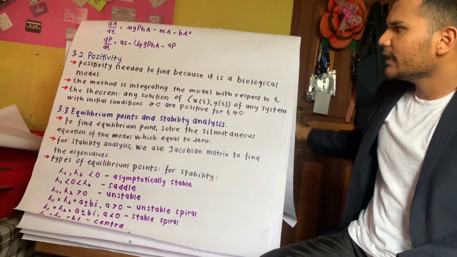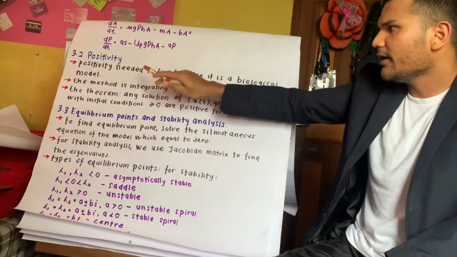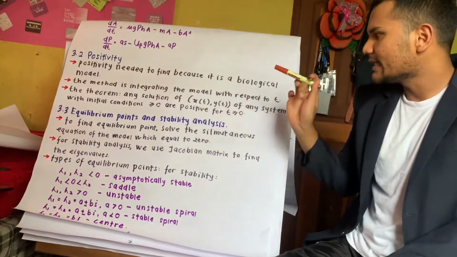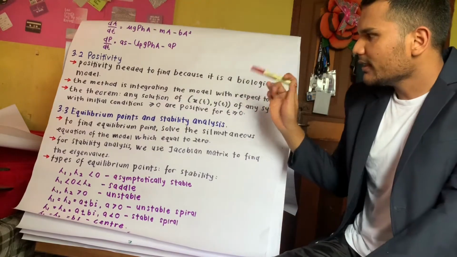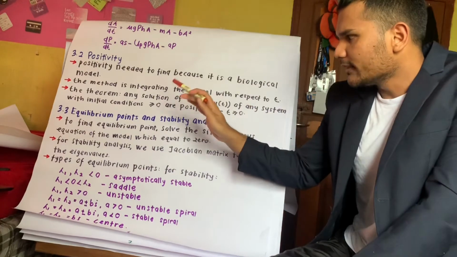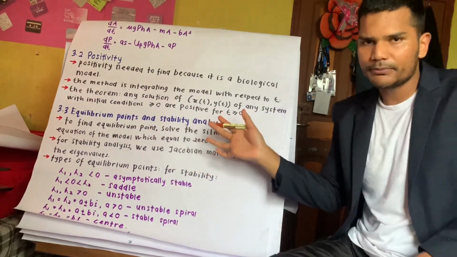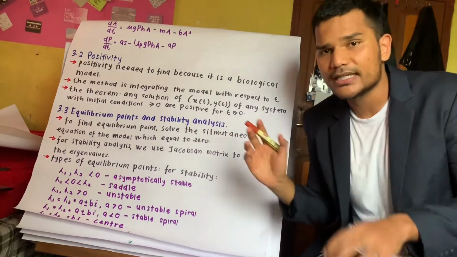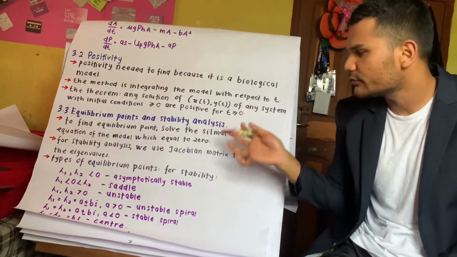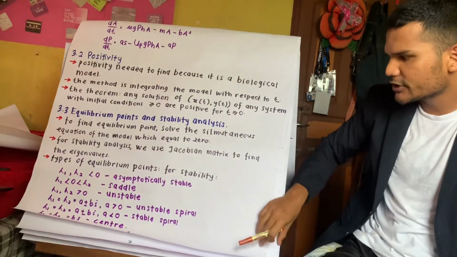The second part of the methodology is positivity. I have to find the positivity of the model because it is a biological model. The method I am using is integrating the model with respect to t. The third is equilibrium points and stability analysis. To find the equilibrium points, I make the equations equal to 0 and solve the simultaneous equations. For stability analysis, I use the Jacobian matrix to find the eigenvalues.